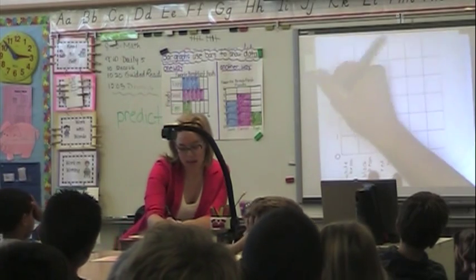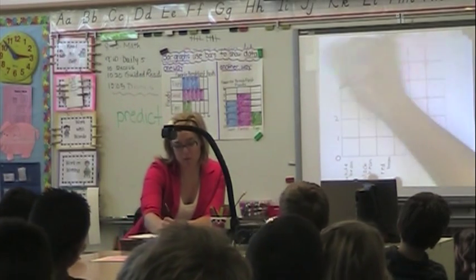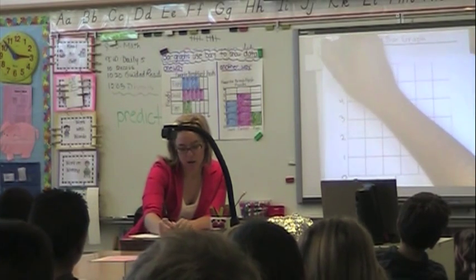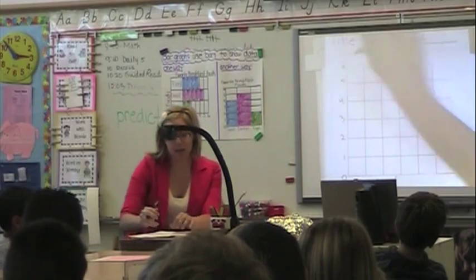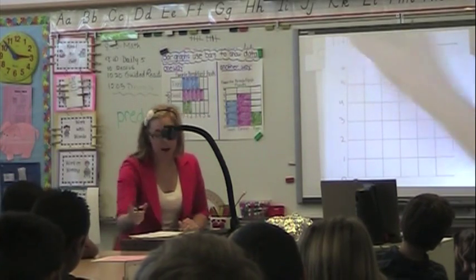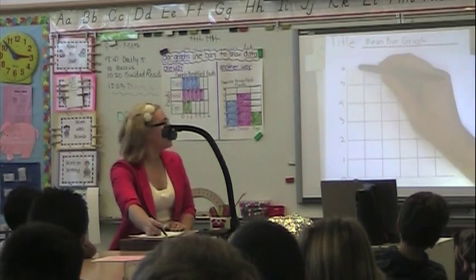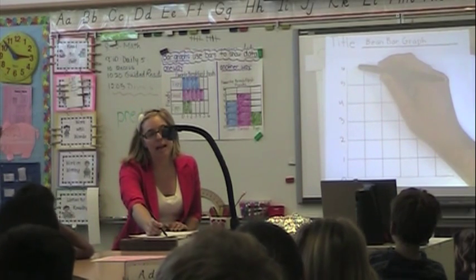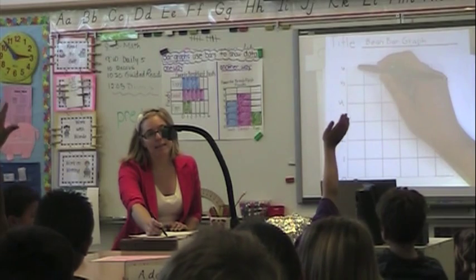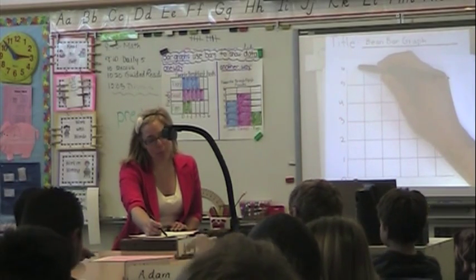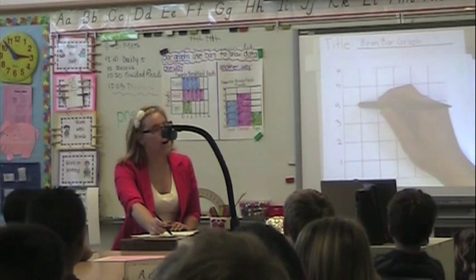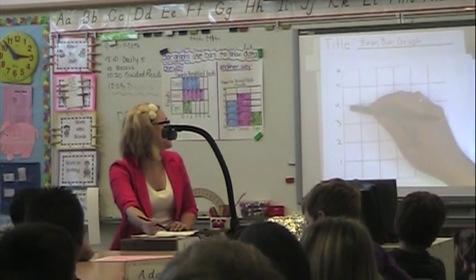And then you're going to go up to the next line, and you're going to label 2, 3, 4, 5, 6. So, if I were to fill up all the way to the top line, all the way up here, how many beans would I be saying that I had? Go ahead and say it out loud. 6. Very good. What if I went here? 5. 4. Right where the 4 is, right there.